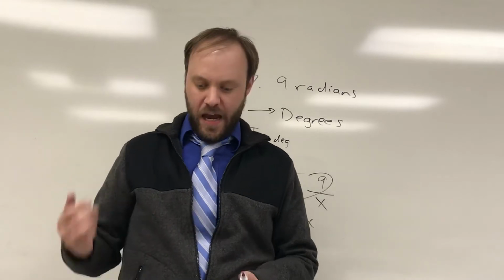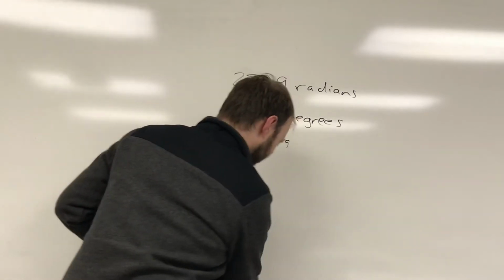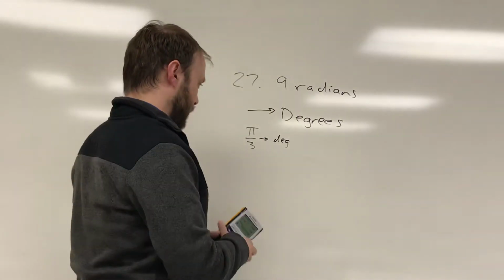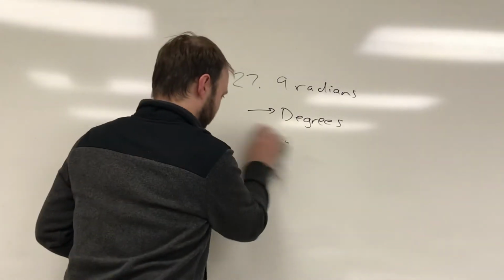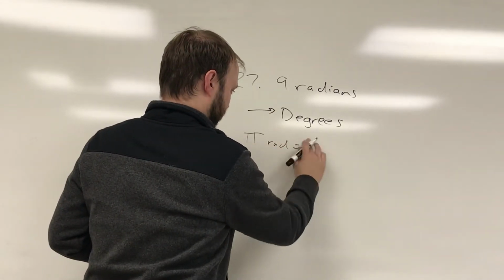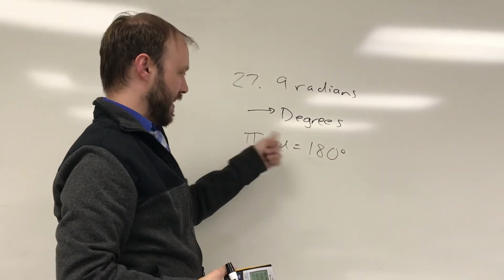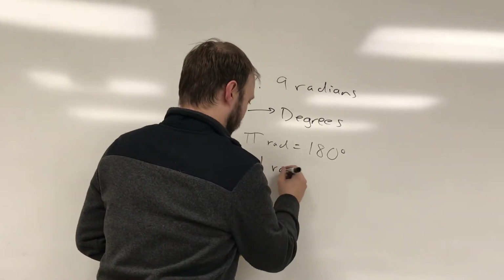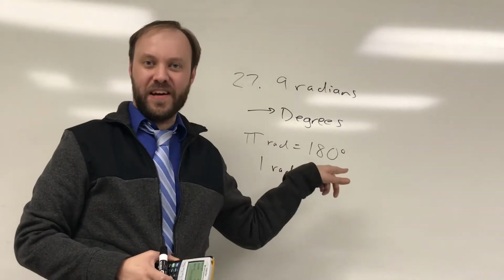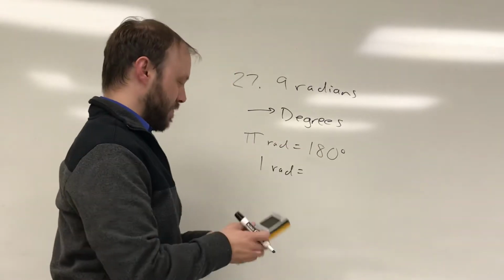Now, that being said, are there other ways to do this? Sure, there are other ways to do this, just kind of common sense. I think in general, you should know about how many degrees there are in 1 radian. So if pi radians is equal to 180 degrees, that's about 3.14 radians. If 3.14 radians is 180 degrees, you can divide by 3.14, or specifically divide by pi, and you'll get the measure of 1 radian.